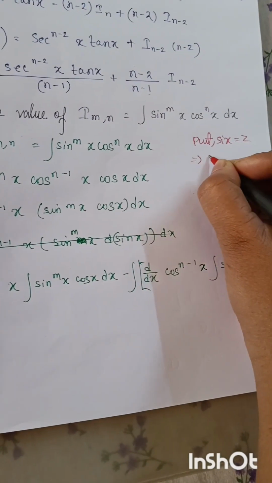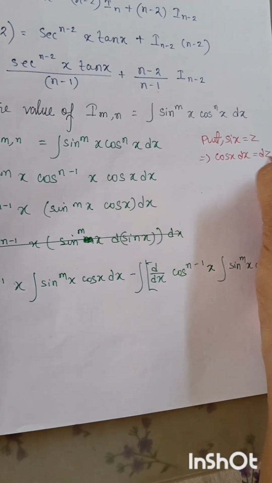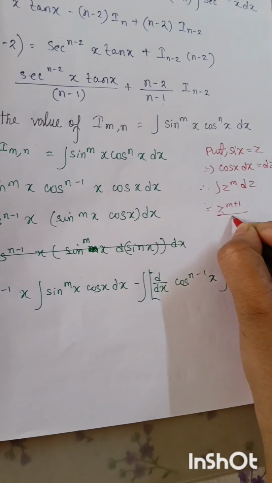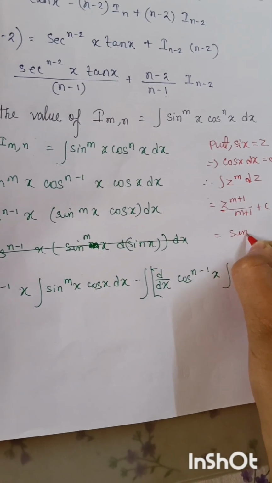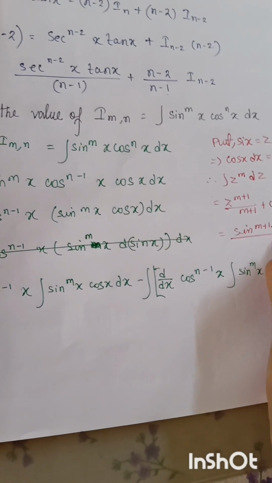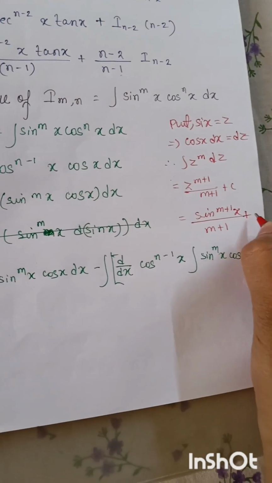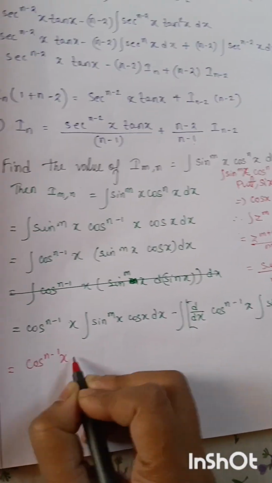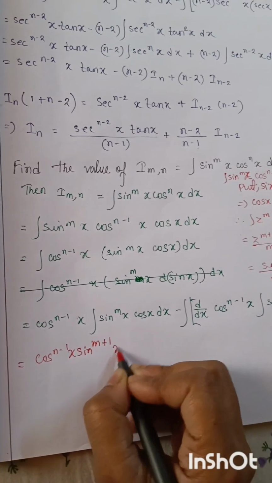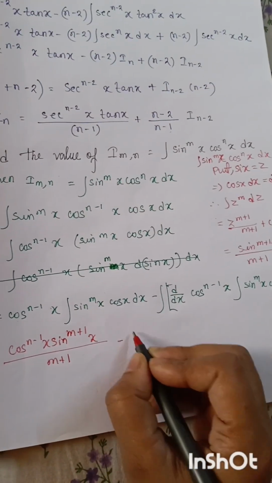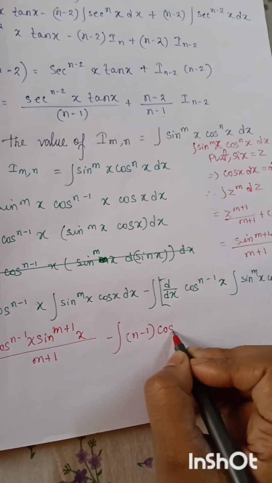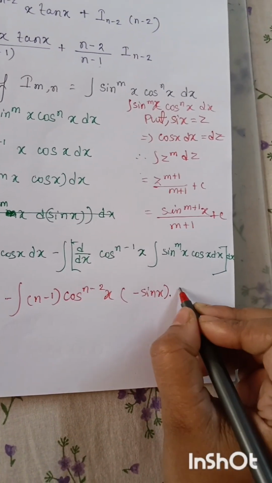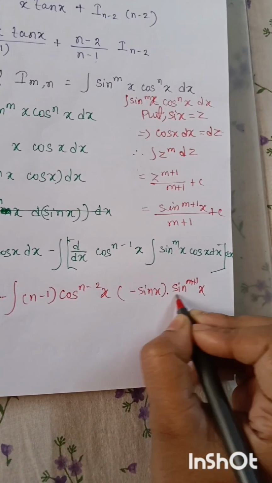Here u is equal to cos to the power n minus 1 and v is equal to sin to the power m x. We put the value and calculate the value of z, that is sin to the power m plus 1 x by m plus 1 plus c, where c is the constant. Then by applying this uv integration rule, we calculate the value, that is cos to the power n minus 1 x sin to the power m plus 1 x by m plus 1, minus of n minus 1 cos to the power n minus 2 x into the derivative of cos x, that is minus sin x, in brackets, and then sin to the power m plus 1 x by m plus 1 dx, that is the integration of those.